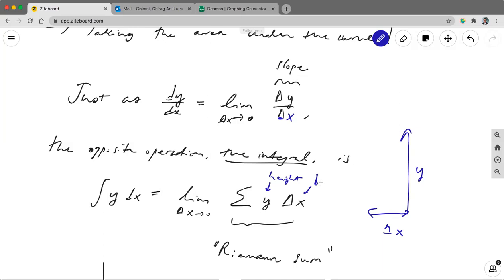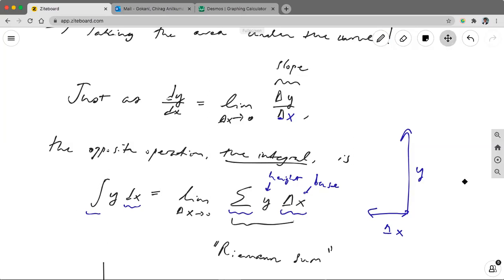So base times height, literally, or length times width, however you want to think about it. And when you sum up all of these little rectangles, and you take the limit as this finite difference goes to 0, then you get the integral. And just as the deltas here became d's when you take the limit, you can see that this delta x became dx, right? And instead of using the sum sign, we use the integral sign. That's what the sign means. It's really a sum of infinitesimal rectangles.